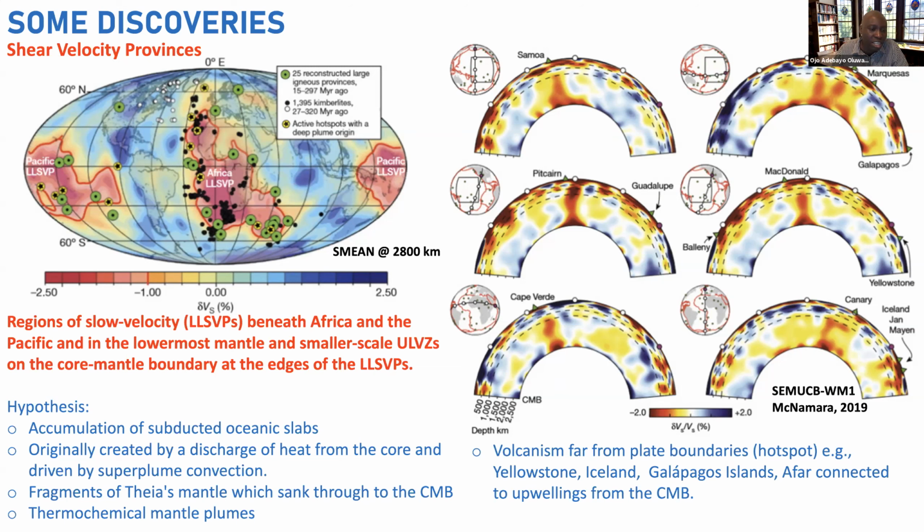down and then settle deep into the lowermost mantle. And for this low velocity region, one of the hypotheses that has been put forward is probably this is an accumulation of subducted oceanic slab. We know oceanic slabs are always probably slower compared to the continental crust. And so probably over the Earth's history, there has been a lot of accumulation of subducted oceanic slab. This is one possible hypothesis.